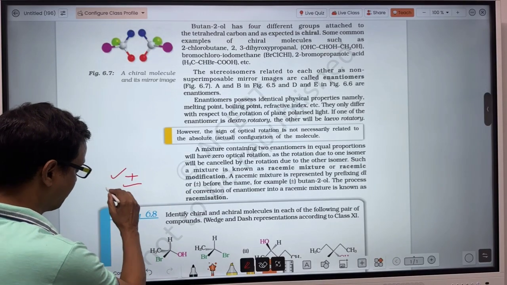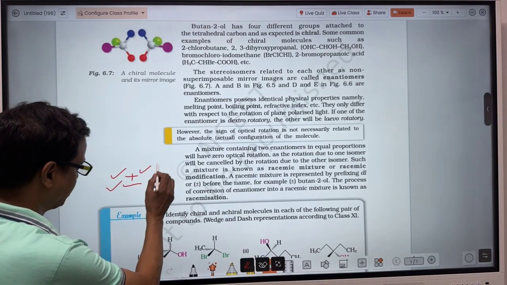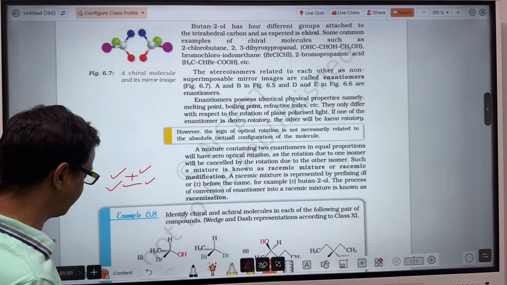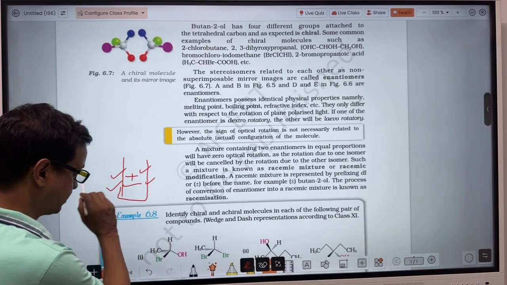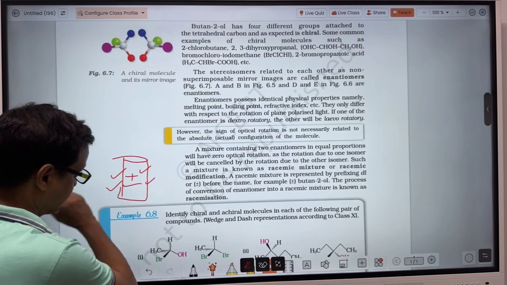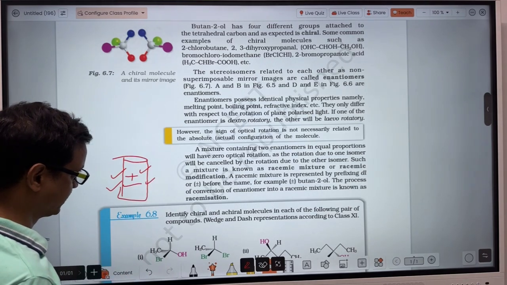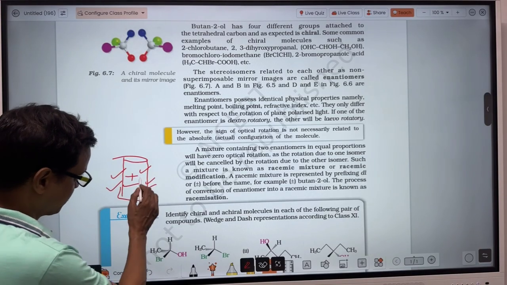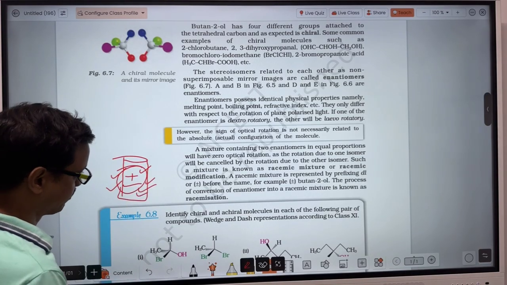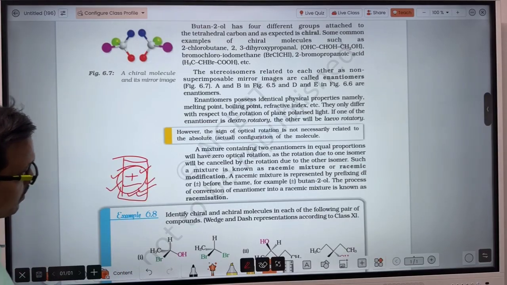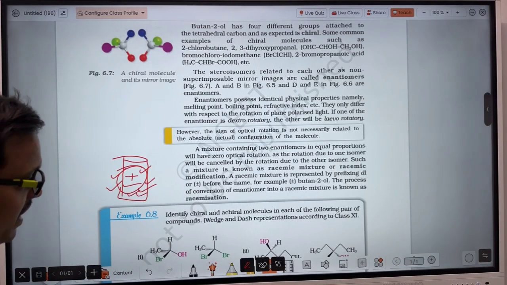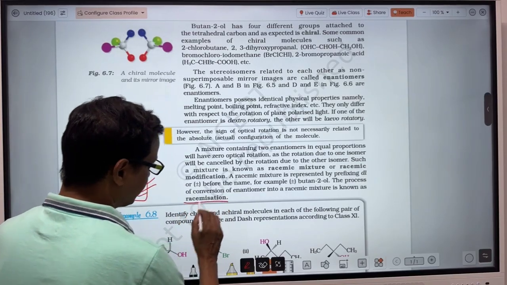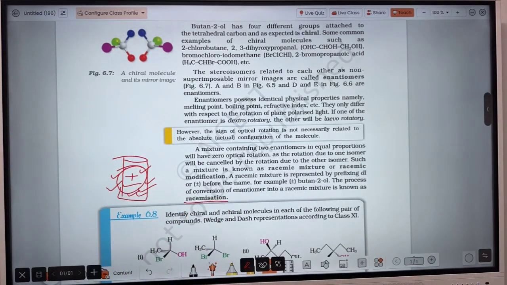That means the compound is optically active. Individually, both compounds are optically active, but when they are mixed in the same ratio, the resultant optical activity will be 0. That will be called a racemic mixture, and the phenomenon will be called racemic modification or racemization. That process will be called racemization, represented by plus minus.